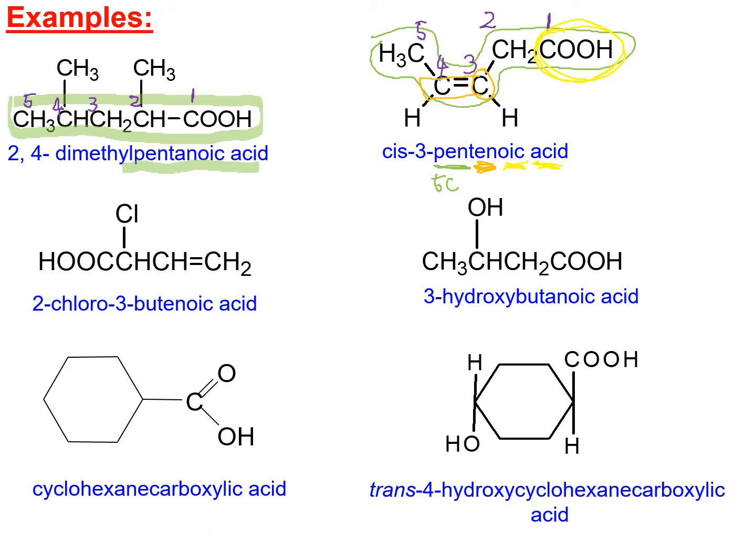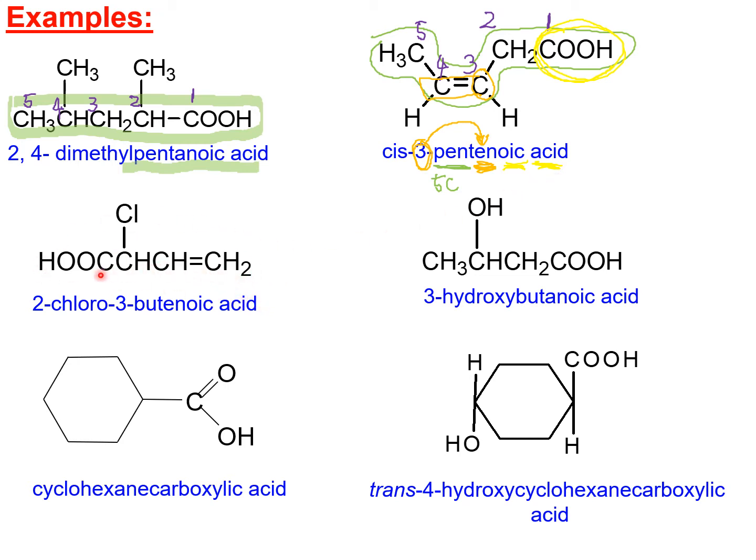Okay, tapi since this is the carbon number 1 dan alkene jatuh pada carbon number 3, so you kena bagi tahu kedudukan untuk alkene tersebut. So this number 3 dia represent kedudukan carbon yang ada double bond. Okay, and then cis is because kita ada dua group yang sama berada di bawah, which is H ni berada di bawah, so it's gonna be cis-3-pentanoic acid.